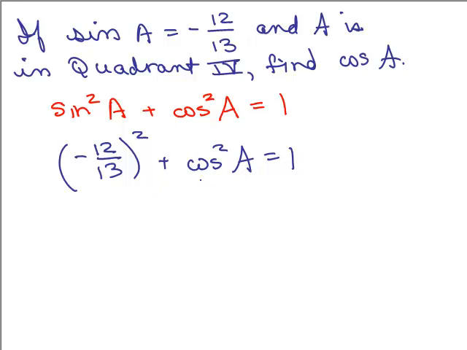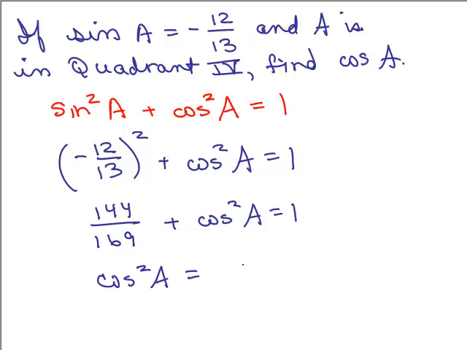So we're going to try to find out the cosine of A. So this will be 144/169, because you'd have to square the 12 and square the 13, and when you square a negative, you get positive. Plus cosine squared A equals 1. And I'm going to subtract 144/169 from both sides. So I'll have cosine squared A equals 1 minus that. Now, I know I'm going to have to get a common denominator. So instead of writing 1, I'm going to write 169/169. So that's just this number 1 right here.